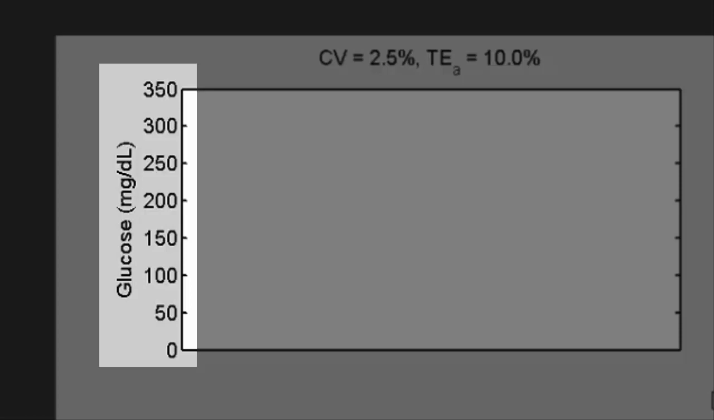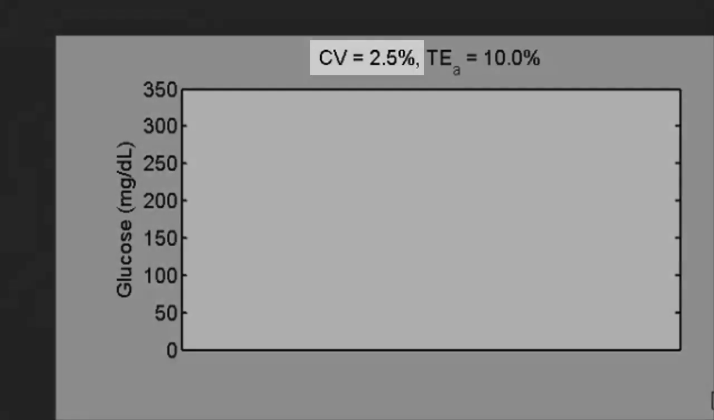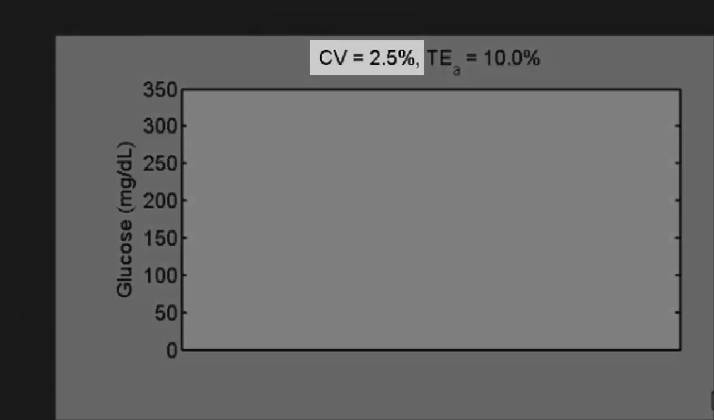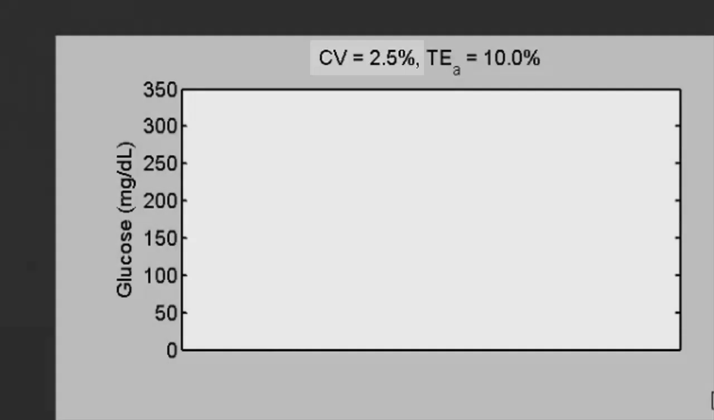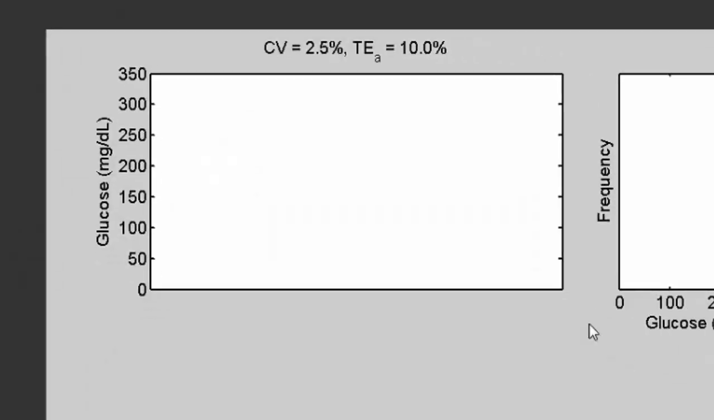Glucose results are represented on the vertical axis, and time is represented on the horizontal axis. Let's assume that our glucose method has a coefficient of variation of 2.5%, and that we've established an allowable total error criterion, our quality requirement, of plus or minus 10%.